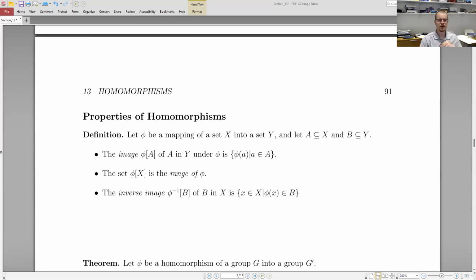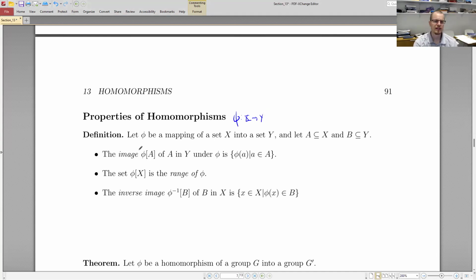Welcome to the office. We want to take a look at some properties of homomorphisms now. And we want to start off with a collection of definitions that are related to functions or mappings. So let's let phi be a mapping of a set X into a set Y. So that's just saying we have phi from X to Y. And we're going to let A be a subset of X and B be a subset of Y.